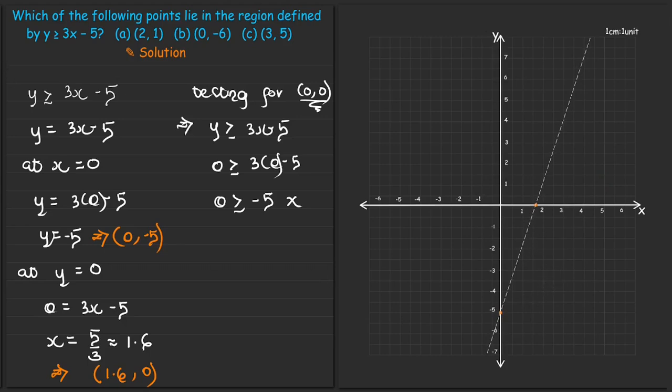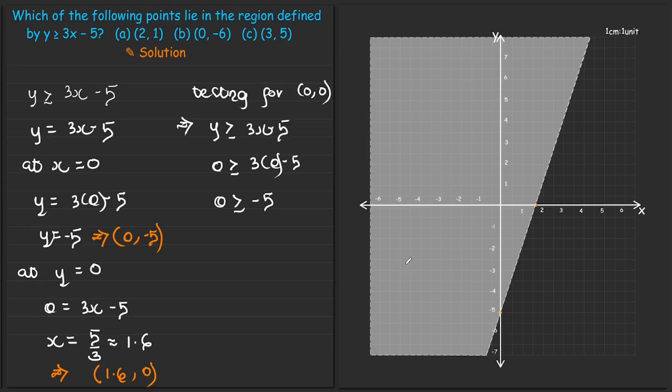With this, we are going to shade the region. From our testing, we said the origin satisfies. This is where we have the origin, and it is on this side of our line. So we are going to shade all this region and say it satisfies. Let me quickly do that. You see, the region that satisfies is the region that has been shaded. Now back to the question. If you are able to locate any of these points in the feasible region, it simply means it satisfies.